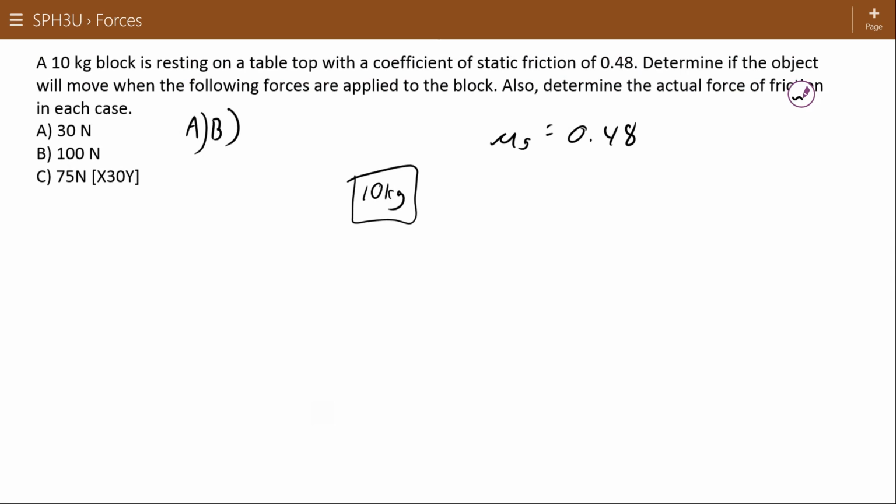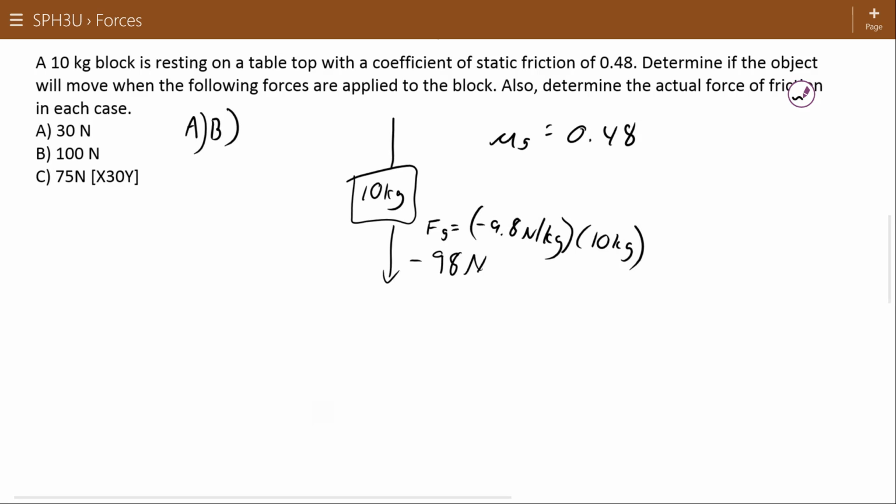In scenario A and B, the gravitational force is negative 98 newtons. Fg equals negative 9.8 newtons per kilogram times the mass of 10 kilograms. And the normal force that's keeping this block from moving through the surface is also going to equal 98 newtons.